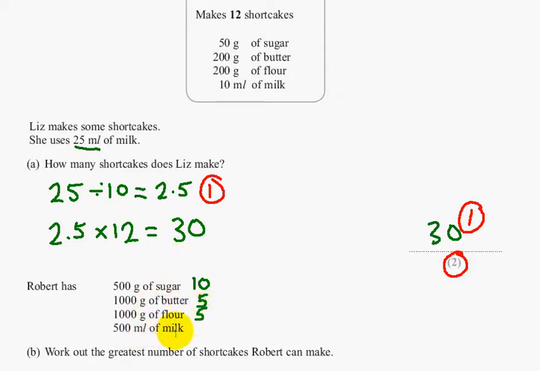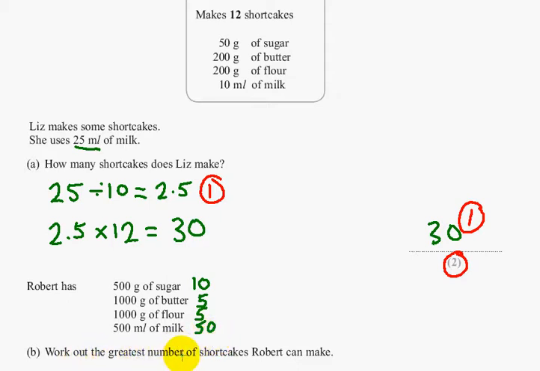500 milliliters of milk he has. Each batch takes 10 milliliters. So how many batches can he make? 500 divided by 10 is 50 batches.